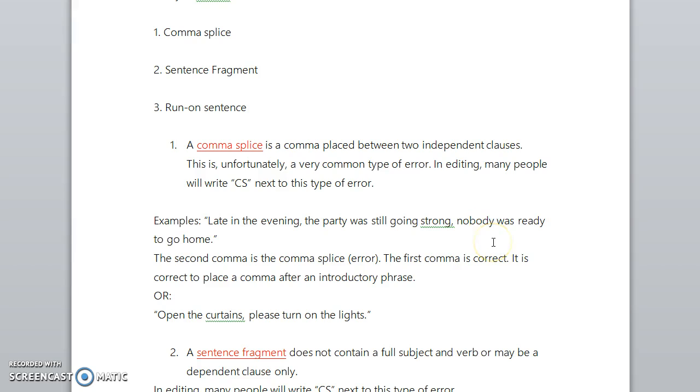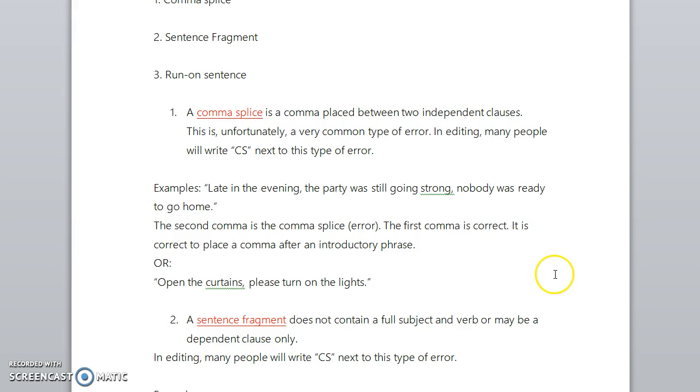It is correct to place a comma after an introductory phrase. Late in the evening is an introductory phrase. But the party was still going strong is an independent clause. And nobody was ready to go home is another independent clause. So the comma between those two independent clauses is weak. It's not a strong enough punctuation choice, and it's incorrect.